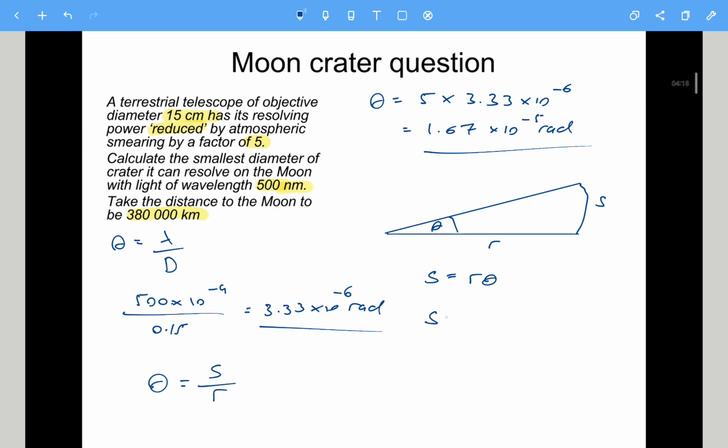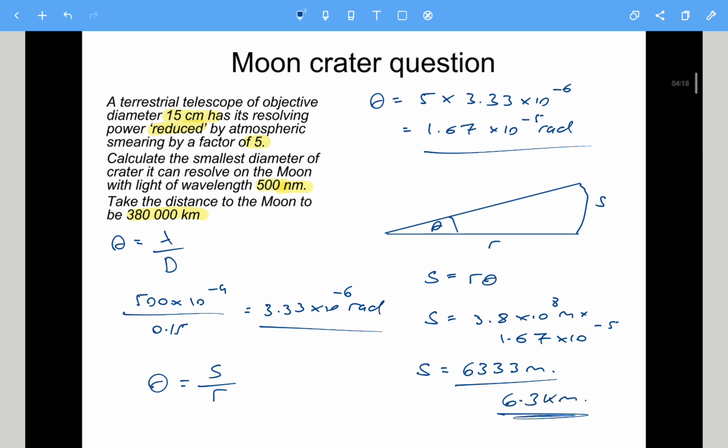So the distance is 3.8 times 10 to the 8 meters, multiplied by the Rayleigh criterion angle, which is 1.67 times 10 to the minus 5 radians. That gives us the crater diameter that we can see. Put that in your calculator: 6,333 meters, or 6.3 kilometers.